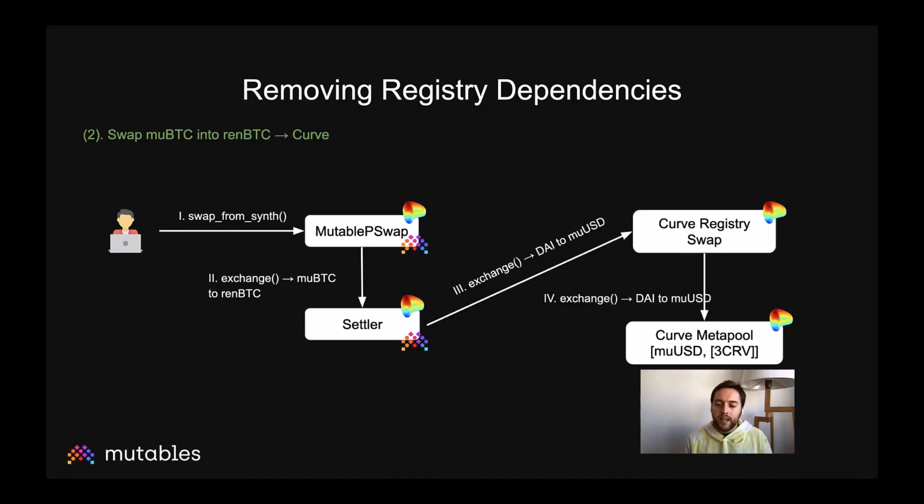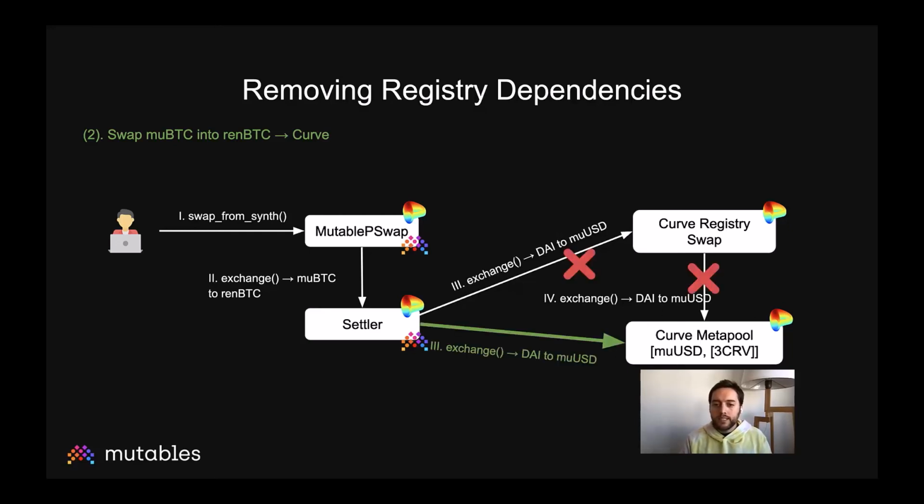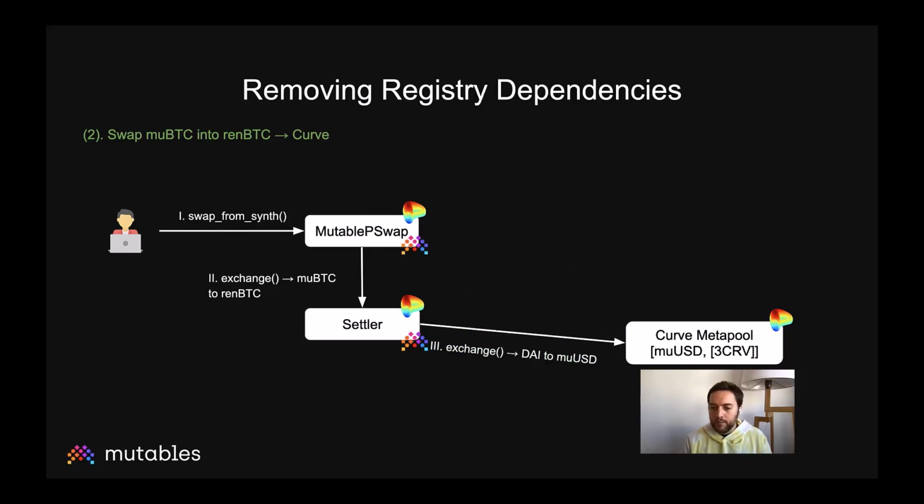Then the same thing happens on the second transaction, because the Mutable Powered Swap contract, well, actually it's the settler, but I'm not going to get into that. It's just another contract that belongs to the Mutable Powered Swap, but it was calling the Curve registry swap, and the Curve registry swap is the one that finally calls the Curve metapool on the last step. We remove these dependencies as well, and make it call the Curve metapool directly.